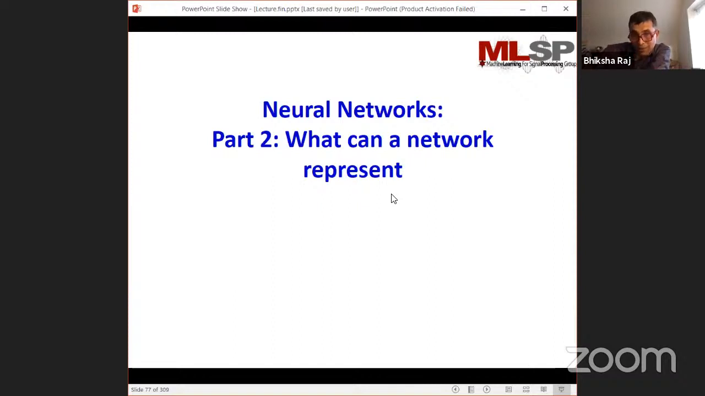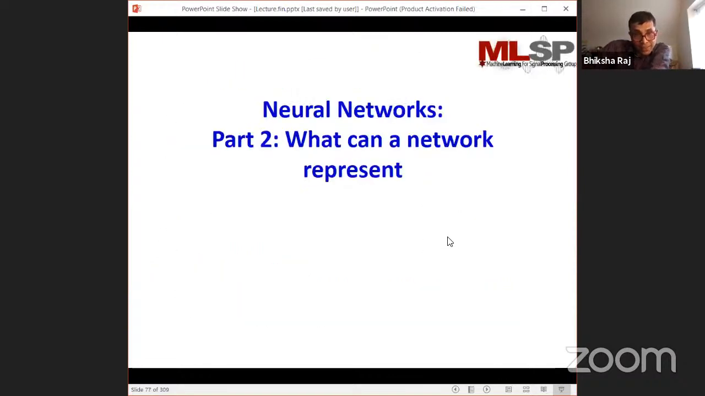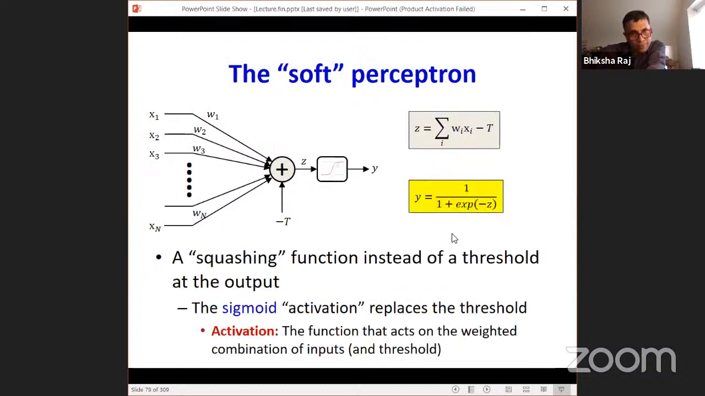Our next step: we know that a network can model anything, but what exactly can it represent? So let's go back and look at the threshold gate again. This unit fires if the weighted sum of inputs exceeds a threshold. I can write it like so: the weighted sum of inputs minus t is greater than or equal to 0, and it outputs a 0 otherwise.